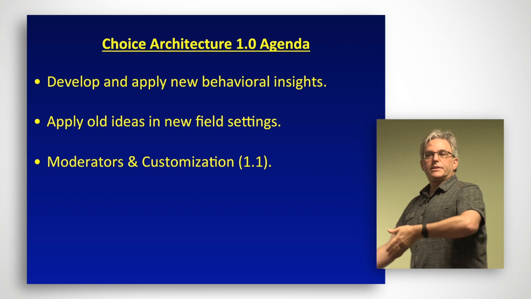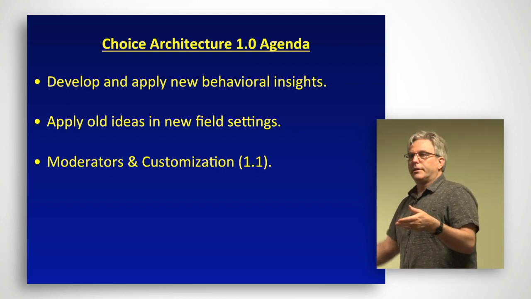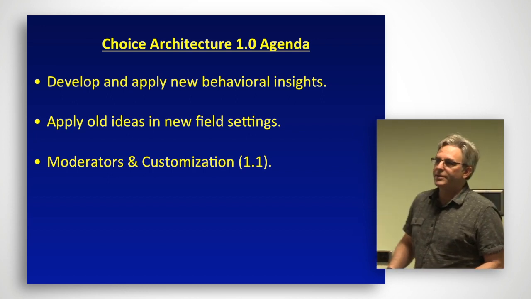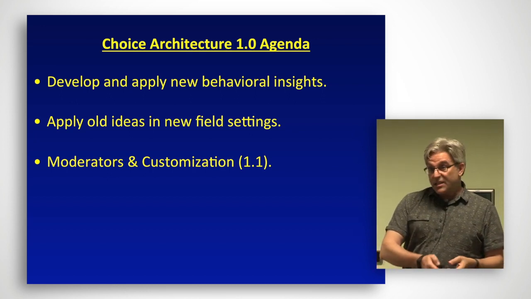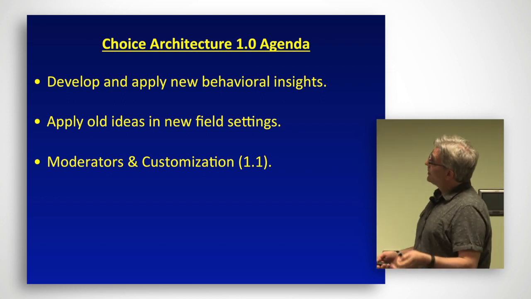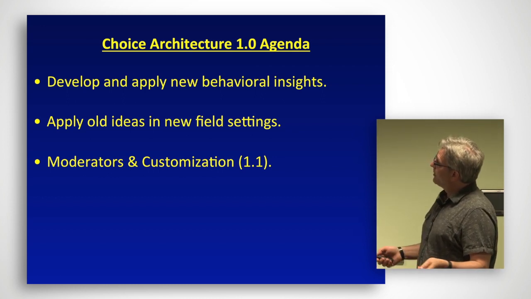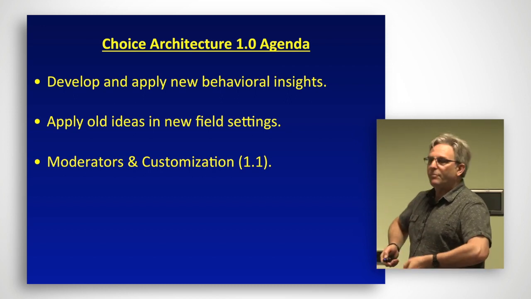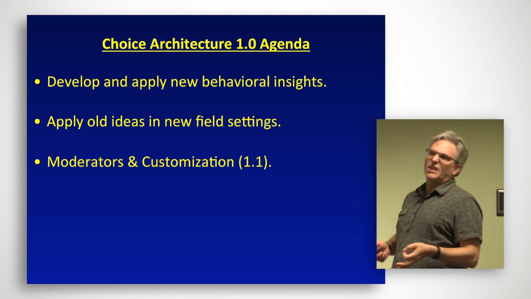We know that things like Save More Tomorrow works. We know that, not organ donation, but defaults tend to be a very potent way of inducing behavior. What else can we discover by studying the landscape of behavioral biases that we know about? So we develop and apply new behavioral insights. We apply old ideas in new field settings. Maybe the 1.1 enhancement, there are a couple of them.